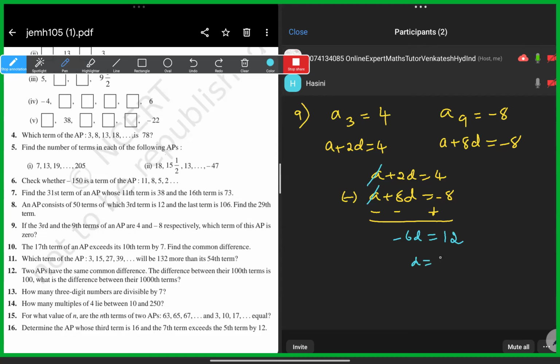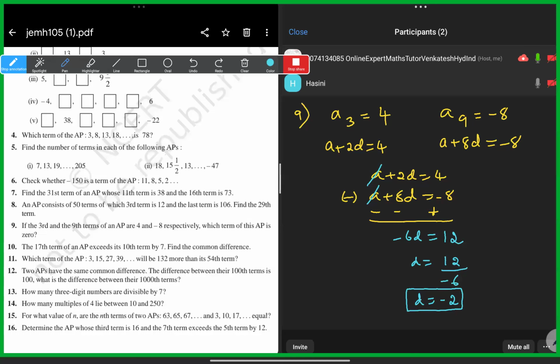D is equal to now 12 by minus 6. So plus by minus result is negative, Hasni. 12 by 6 is 2. Minus 12 by minus 6, because positive by negative result is negative, is minus 2. See, 12 by 6 is 2.